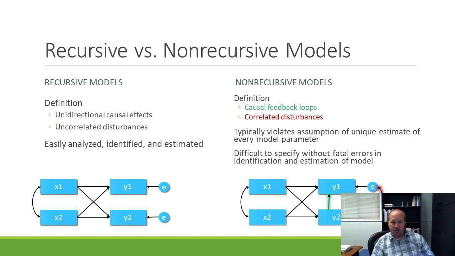The second piece of non-recursive models are correlated disturbances. So that's the orange highlighted one there where you can see the error terms are correlated with each other. So typically specifying a model with both of these creates a lot of fatal errors when you run it. However, as we're going to look at on this next slide, you can run models, and in fact, it's not uncommon. It's actually pretty common, and I've done a lot of these myself where you do have correlated disturbances.